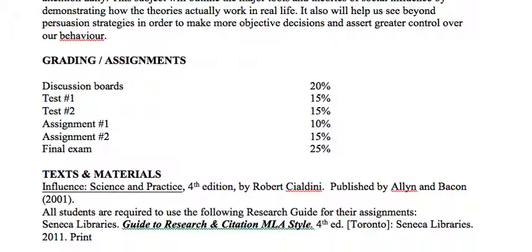So how you're going to be evaluated in this course is as follows. We will be completing discussion boards each week, and those will be worth a total of 20% of your mark. These discussion boards will be posted on Blackboard, and there will be a second video to illustrate how you're going to actually post those. You will have two tests. Your first test is worth 15% and your second test is also worth 15% of your total mark. You'll have two assignments. The first assignment will be worth 10%. The second assignment will be worth 15%. And you will have a final exam, which will be worth 25% of your mark.